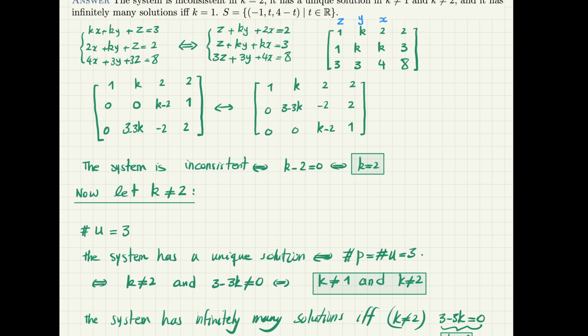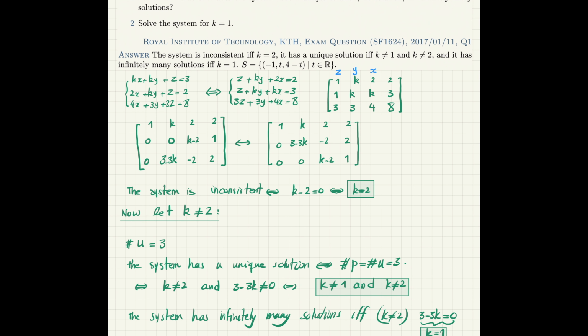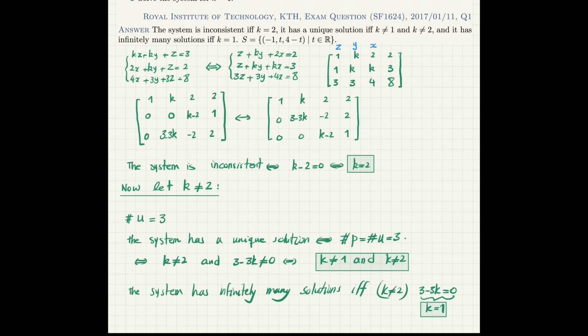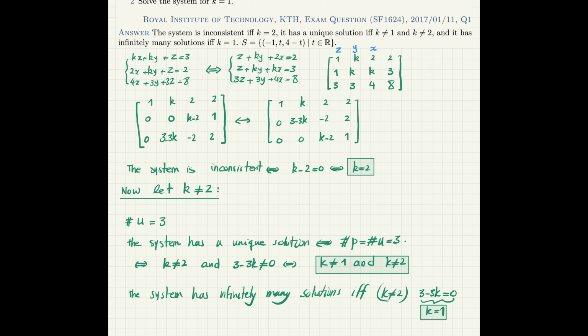So if you go back and compare now, we realize that the system is inconsistent if and only if k is equal to 2. The system has a unique solution if and only if k is neither equal to 1 nor equal to 2, and it has infinitely many solutions if k is equal to 1. Now I want to solve for the latter case when k is equal to 1. Of course I can put k equal to 1 and start everything from scratch, but I don't need to do that. I just put k equal to 1 here.